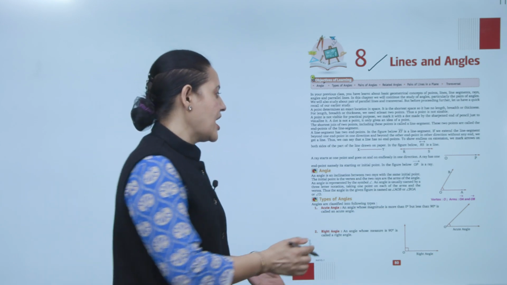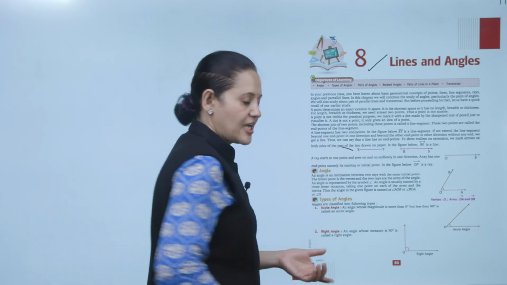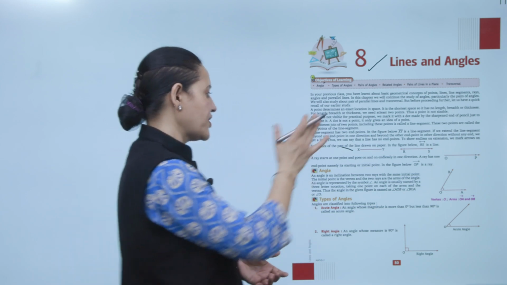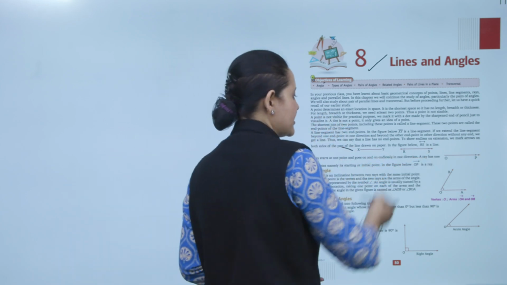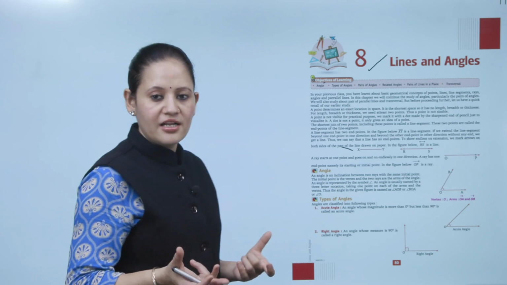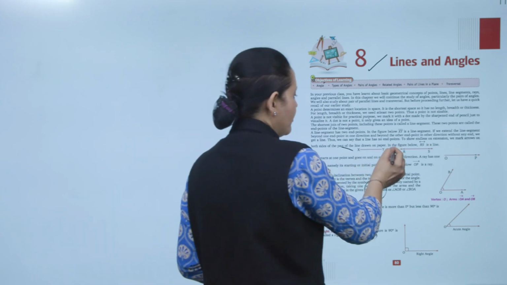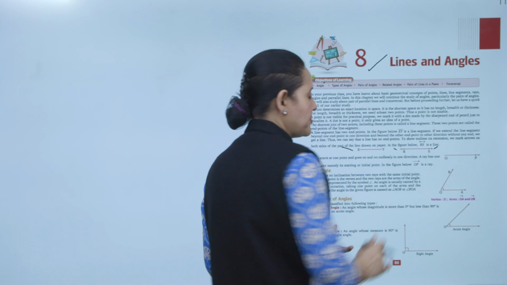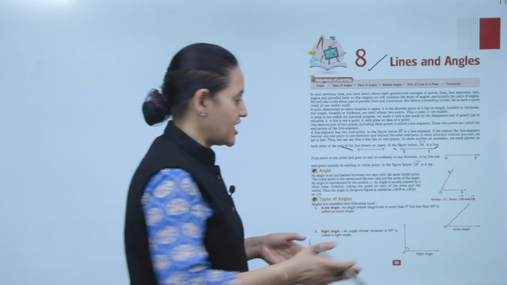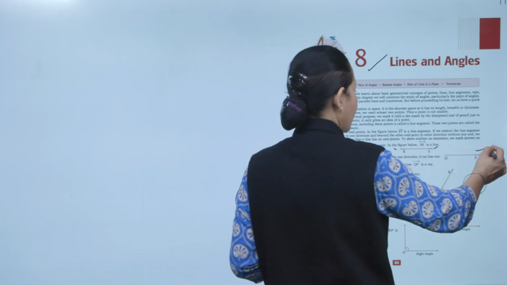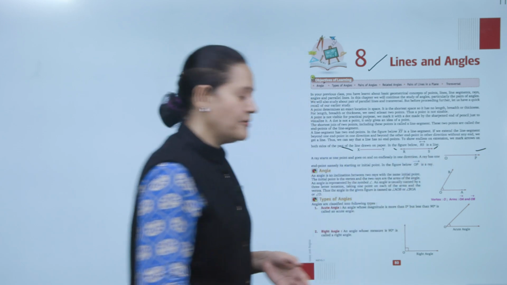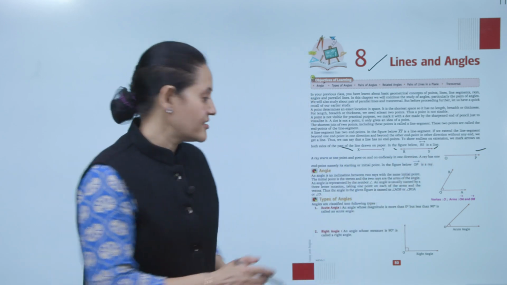So, here XY is a line segment. It has 2 end points. It has fixed length. RS, here it is showing a line. Both side arrows show it can be extended in both the directions endlessly, and OP is a ray. It has 1 end point. Clear? Next is angles.